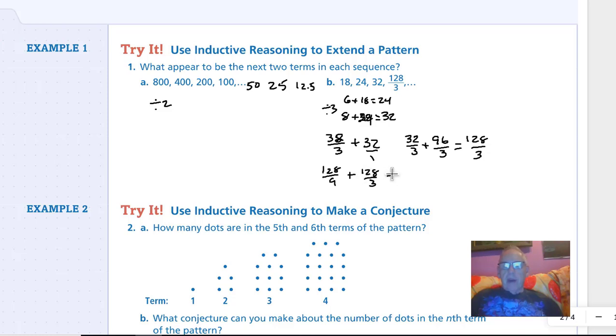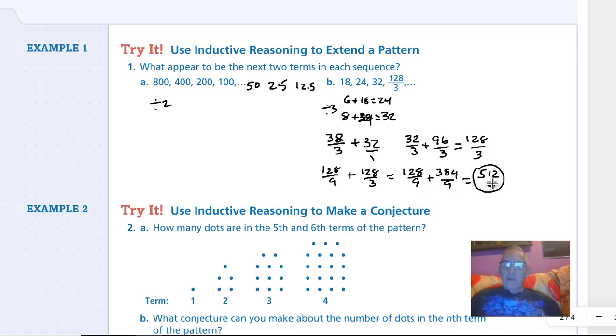I have to get common denominators again, so I'm going to have to multiply the second one by 3. I have 128 over 9 plus 384 over 9. That's going to give me 512 over 9 for my next term. And then we need to do it for one more.